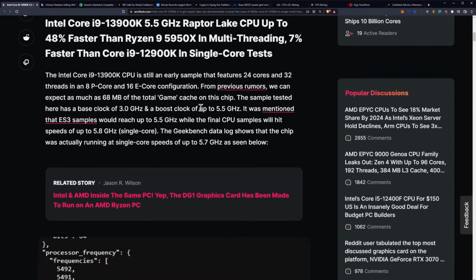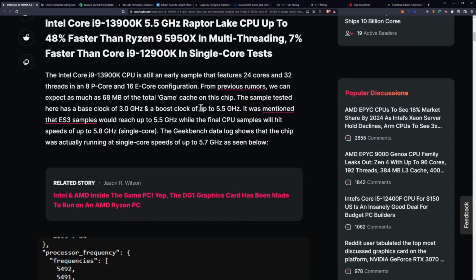The Intel Core i9-13900K CPU is still an early sample that features 24 cores and 32 threads in an 8P core and 16E core configuration. Remember, you have performance cores and efficiency cores. The 8P cores will also have, theoretically, some sort of hyper-threading going on with it. So you'll have basically 8 physical cores and 16 logical processors, and then another 16 efficiency cores, something like that. Or is it 8 and... I forgot how those numbers work out. Anyways, let's see. It'll tell us.